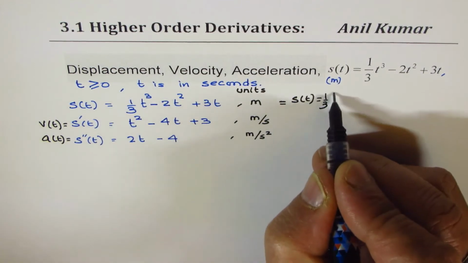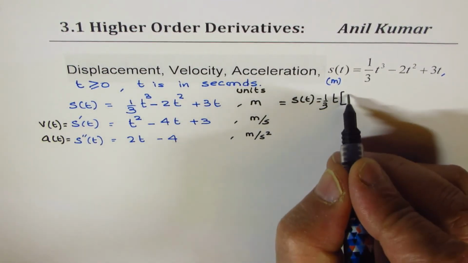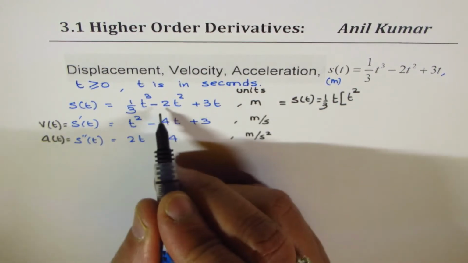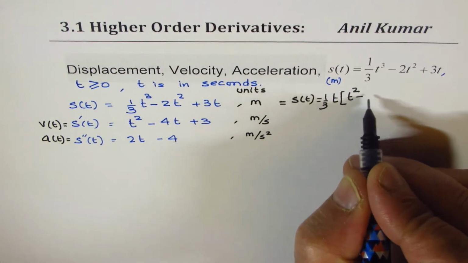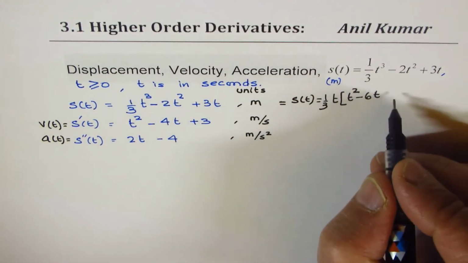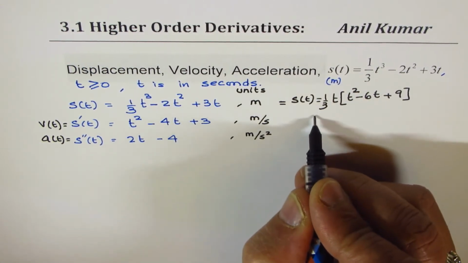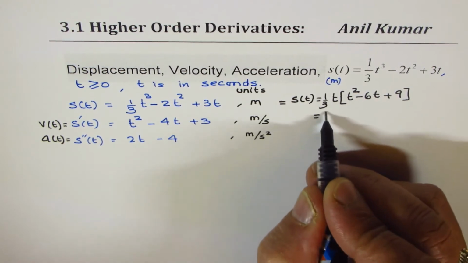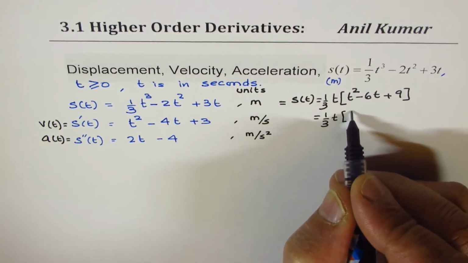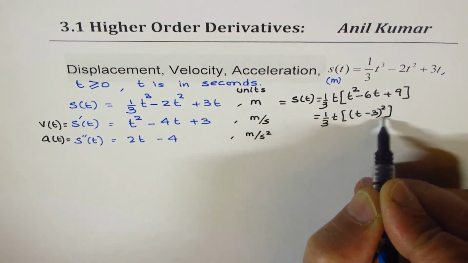We can take t common, right? So we are left with t squared. If I have taken 1 over 3, I get 6t inside with minus sign, and here 9 with plus. Correct? We could factor these and write it as 1 over 3 t, and what we get here is (t minus 3) whole square.